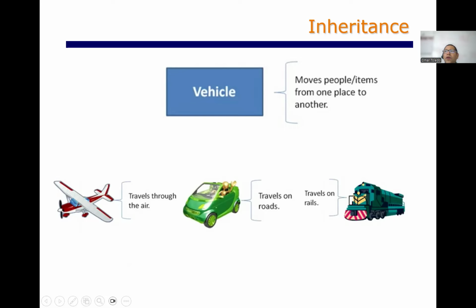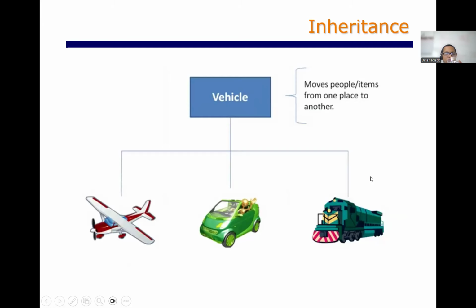Okay, so we have something general, a vehicle, that moves people and items from one place to another. And then we have specific vehicles with a specific characteristic. I guess you are starting to understand my point here. Something general, something specific. Something general, something specific. Okay?